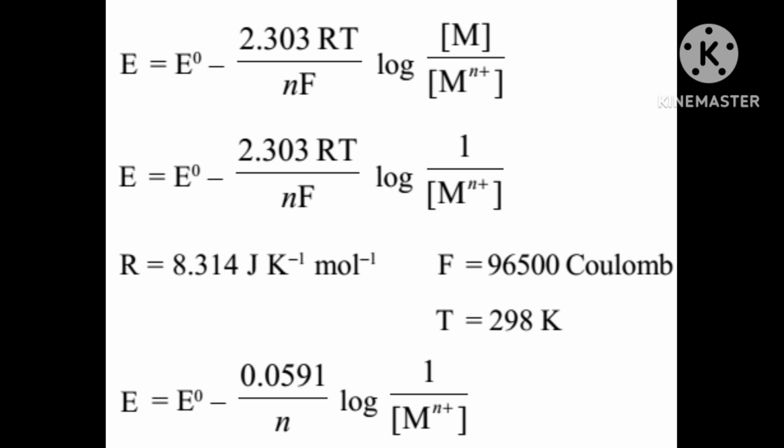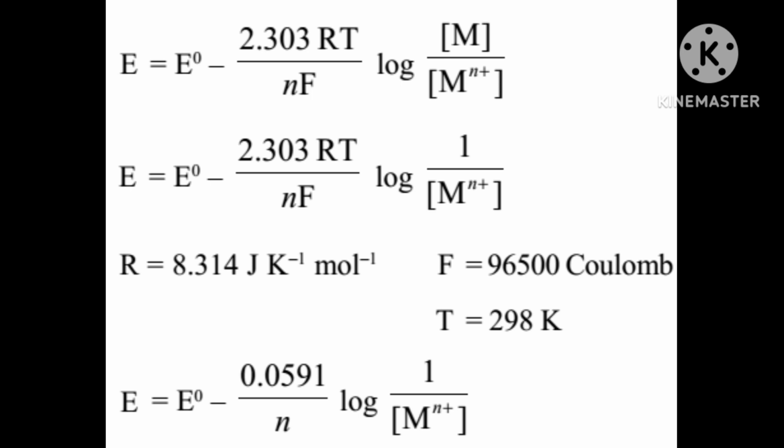One more thing: the ln you can convert. This ln you convert into log base 10. To convert, you have to multiply by 2.303. That means 2.303 into R value into T value divided by F. All three upside and down one F. If you multiply all three upside and divide by 96,500, then you will get 0.059.